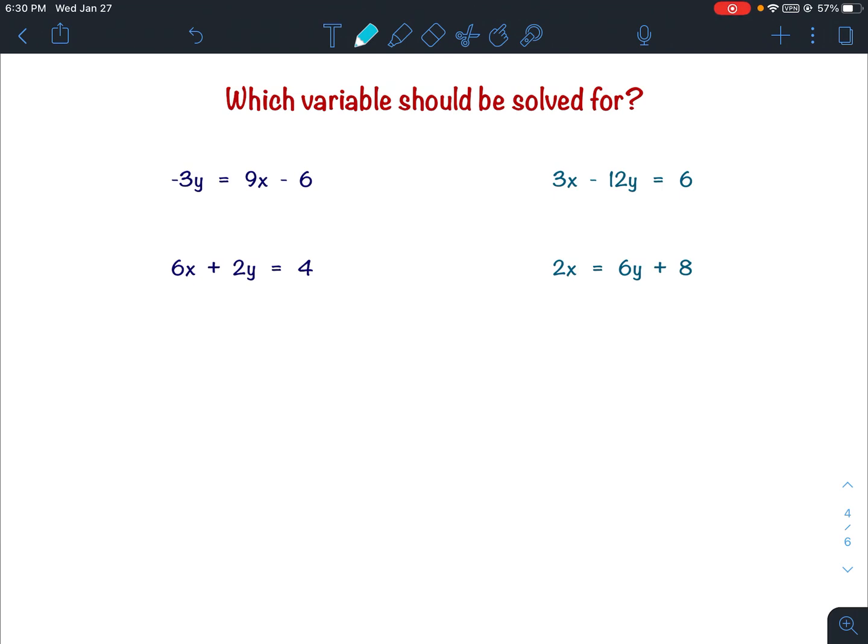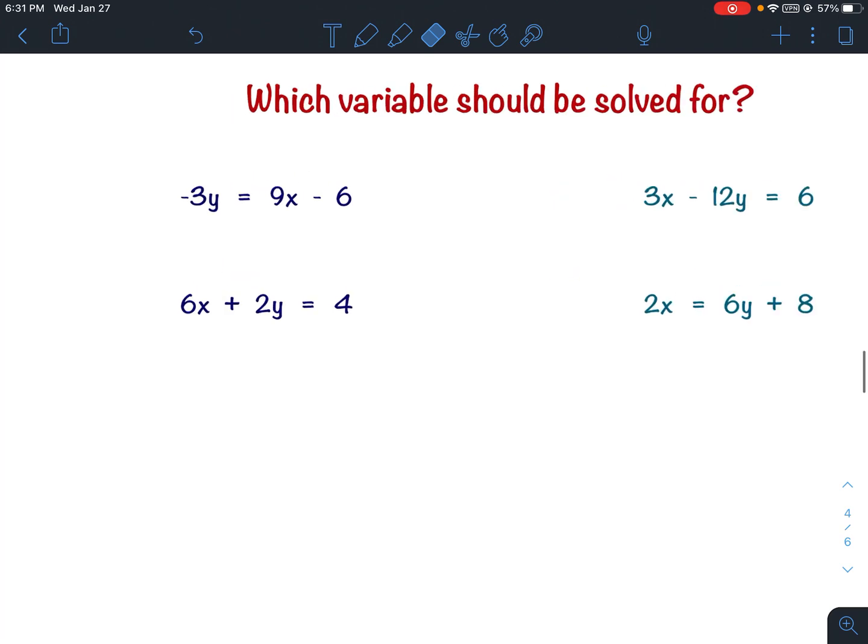Okay, so real quick, this is only going to take a couple seconds to look at. If you look at each equation that is on this page, every single one of them has a coefficient other than positive 1. This coefficient is -3, this coefficient is 9, this one is 6, and this is 2, and so forth. So when every variable term has a coefficient, which one is easiest to solve for?